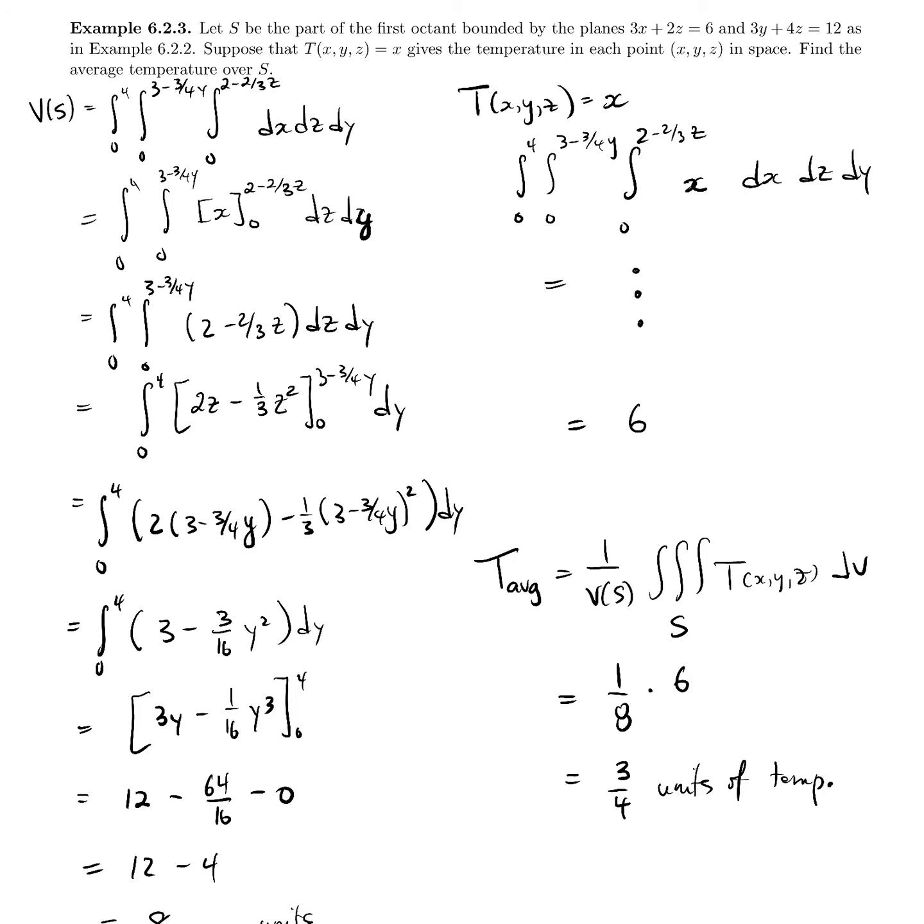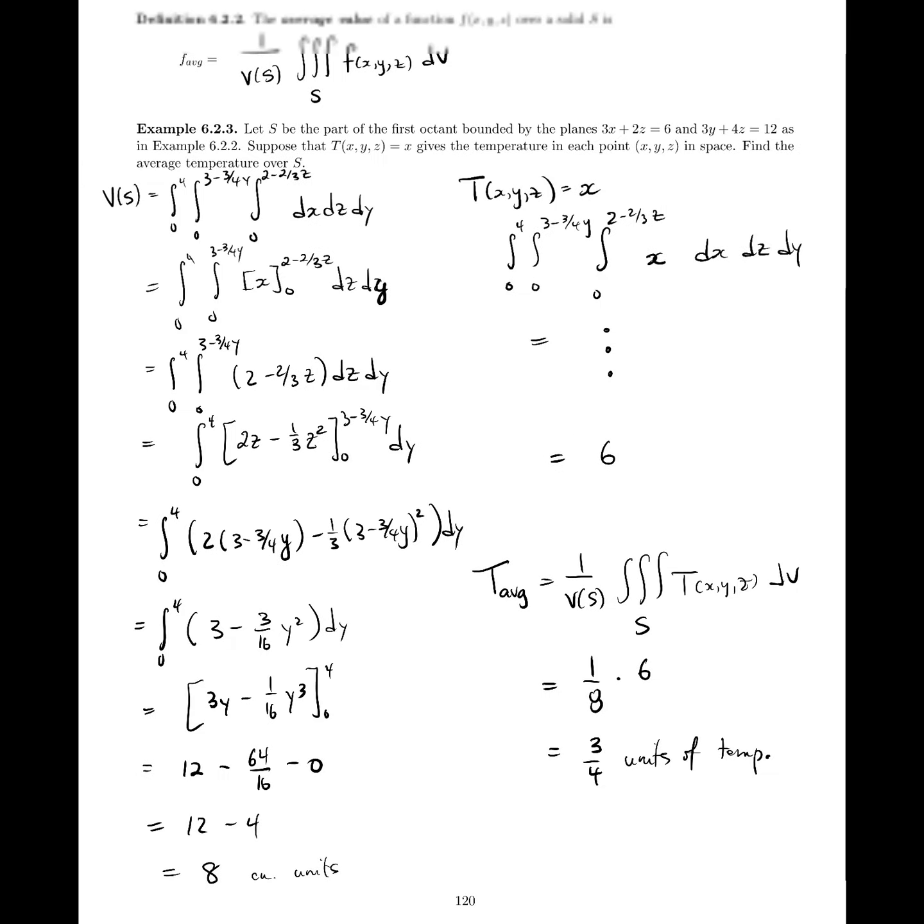And so there you have an average value, which involves two integrals, one to find the volume, one to find the function over the solid, and then you just divide the two. In the next video, we are going to practice rearranging the bounds of a triple integral when one order is given.